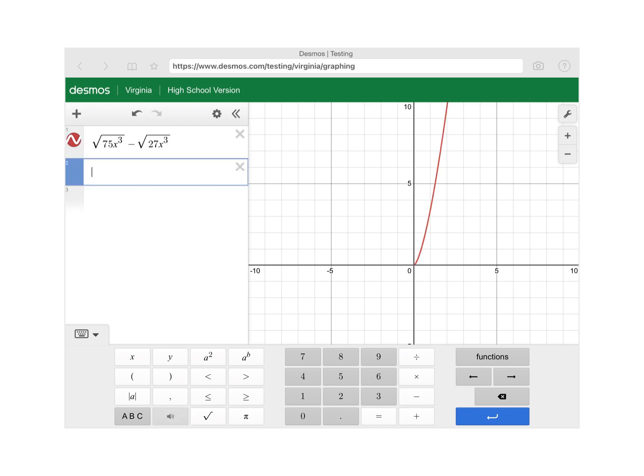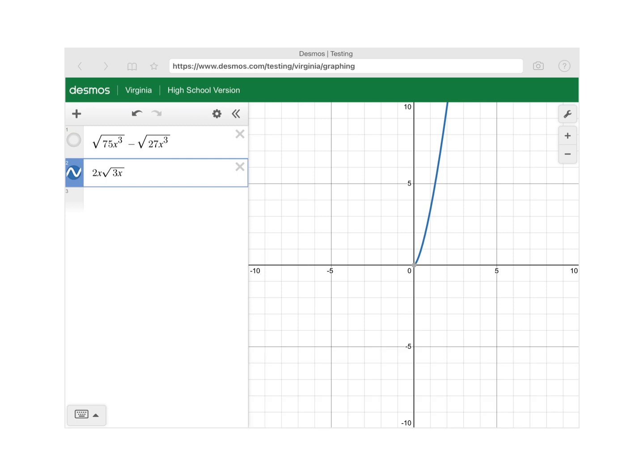So we're going to type in the answer, and I'm just going to type in the correct answer, which was 2x times the square root of 3x. And as you can see, the graphs match up perfectly. I have the red graph, the original problem. I have the blue graph, and the only thing we see is the blue graph, which means that it is directly on top of the original problem.